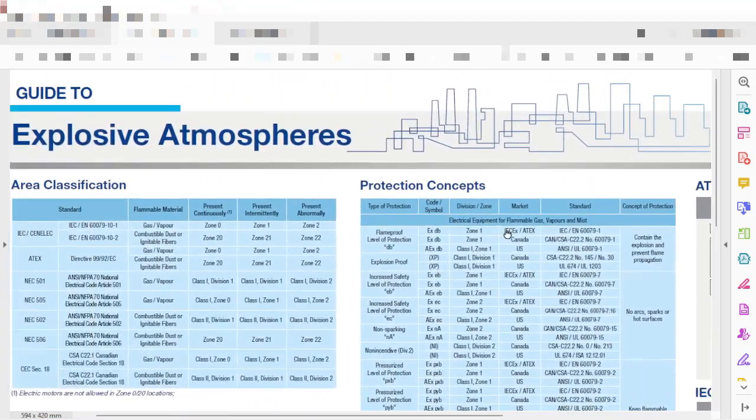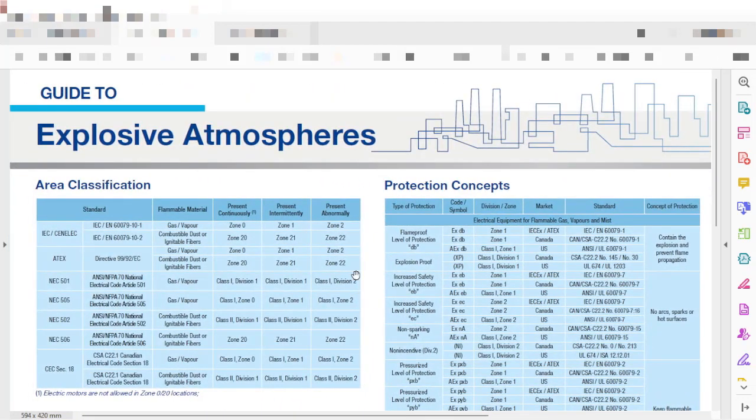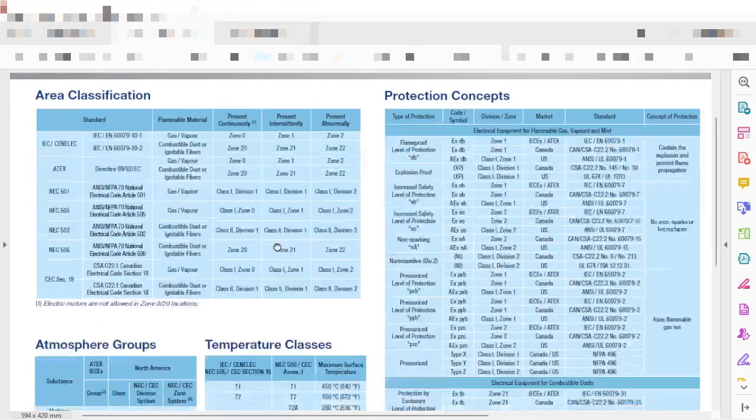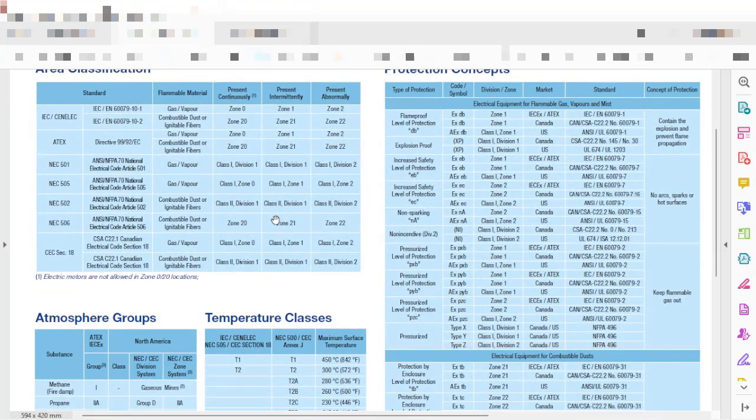There are some companies that make available charts where we can find the correspondence between the standards. For instance, this chart here from WEG, a Brazilian company, we can find a summary related to the standards NEC, ATEX, IEC, and so on. So based on that, we can now answer the following question: what is the group of ethylene oxide?